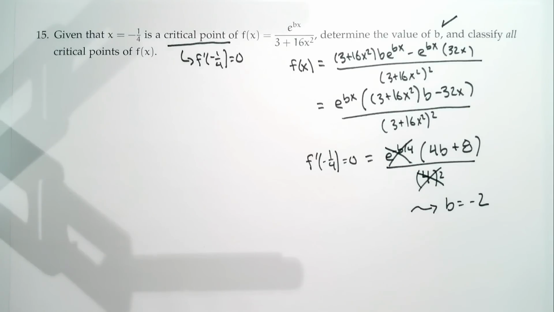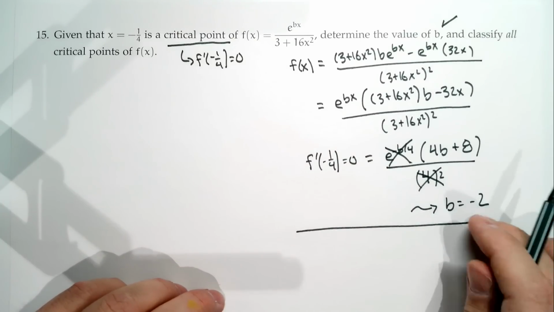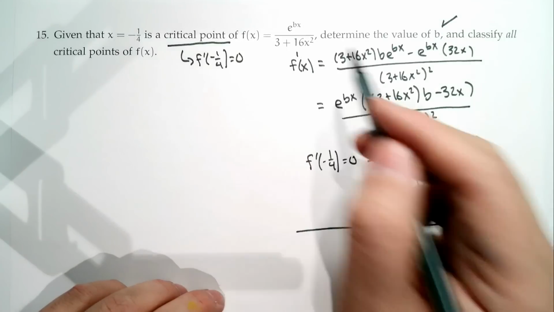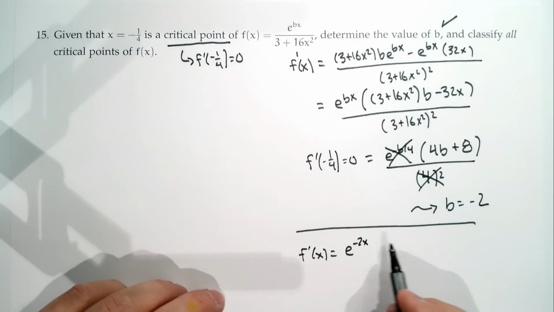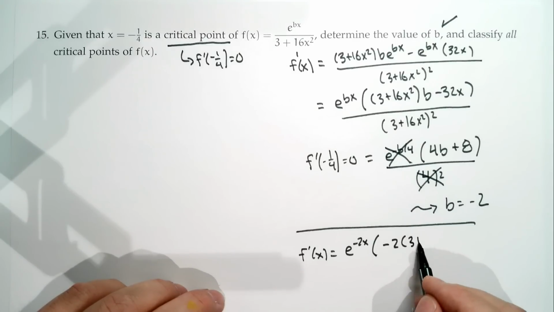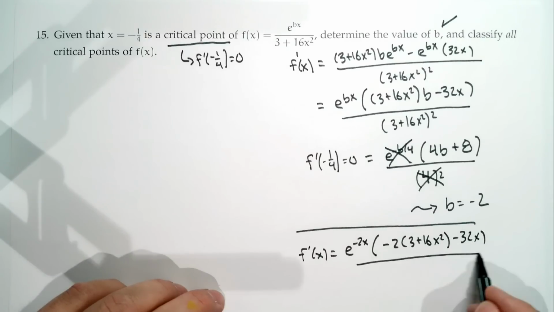But then it says you've got to classify all the critical points. So let's figure out what our critical points are. Let's go back in now and plug in what we know for b. Oops, that says f. That should be an f prime. I apologize for that. So we get that f prime of x is e to the negative 2x times negative 2 times 3 plus 16x squared minus 32x, over 3 plus 16x squared squared.